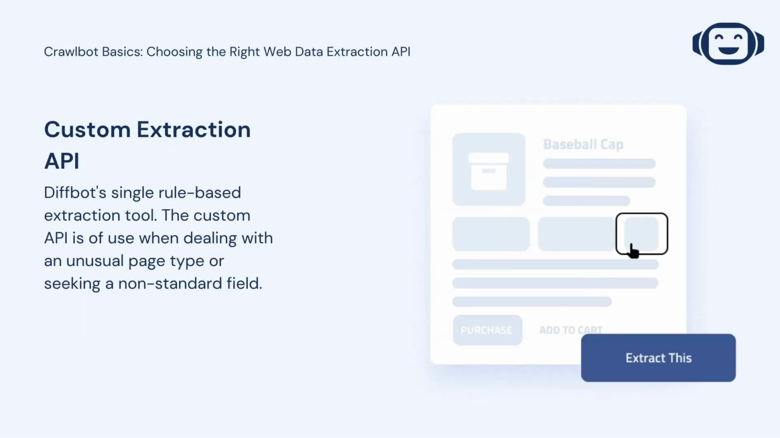Additionally, Diffbot offers one extraction API that's not one of the automatic APIs. This is called our Custom API. For a custom API, a user can specify rules for what they want to extract on a page. This is useful in two cases. Either you're dealing with an unusual page type where there's no automatic extraction API, or you want a field returned that's not a default field in one of the automatic extraction APIs.